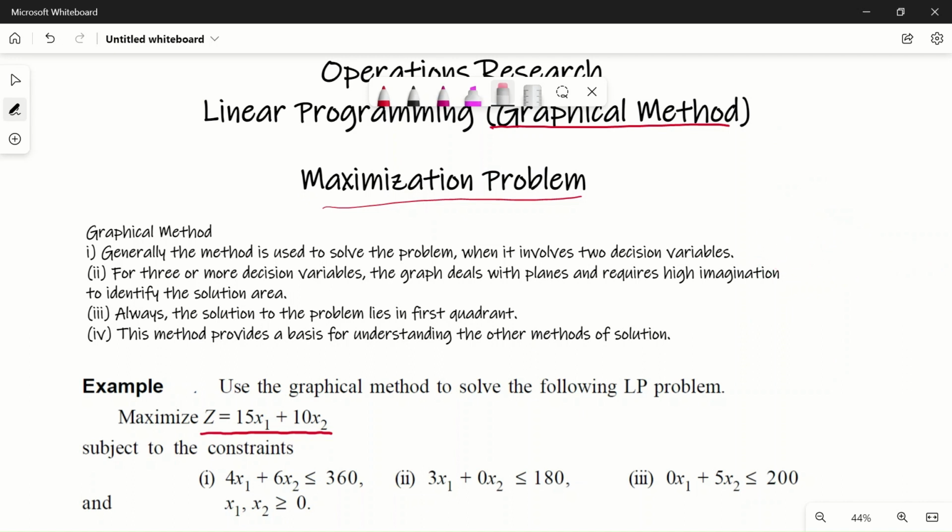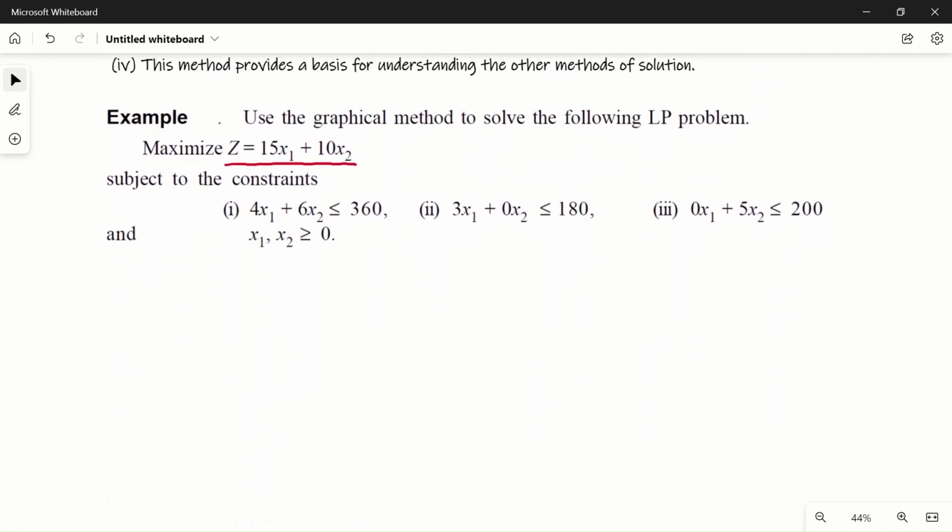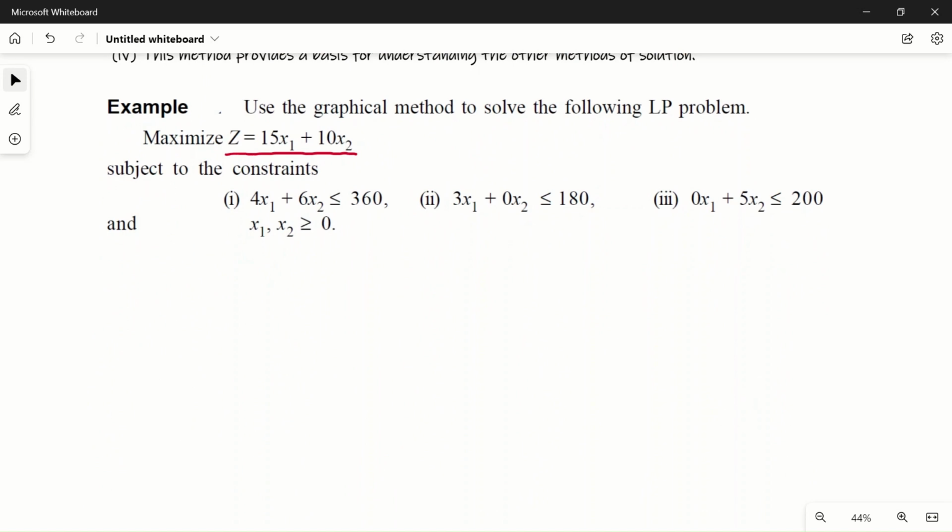And the fourth condition is, this method provides a basis for understanding the other methods of solution. So if you have already solved by the graphical method, then you will find it easier to solve by other methods like the simplex method. So let's continue with our first problem.